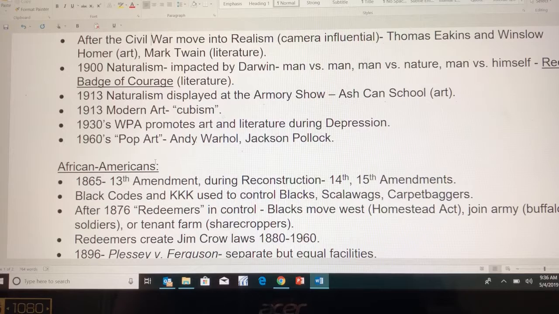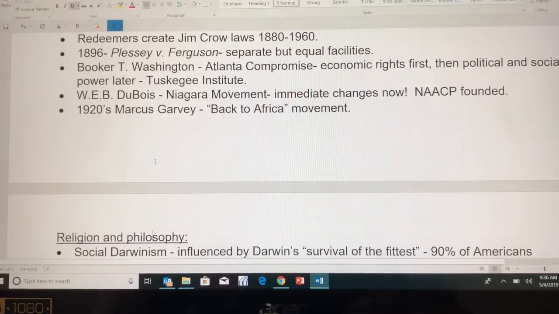Eventually in the Depression, we get people like Diego Rivera that promoted the huge murals. And we also get literature of the Depression, which we see with John Steinbeck's Grapes of Wrath. And eventually by the 1960s, we get pop art like Andy Warhol and Jackson Pollock, if you've seen them before. Okay, what we're going to look at is African Americans.